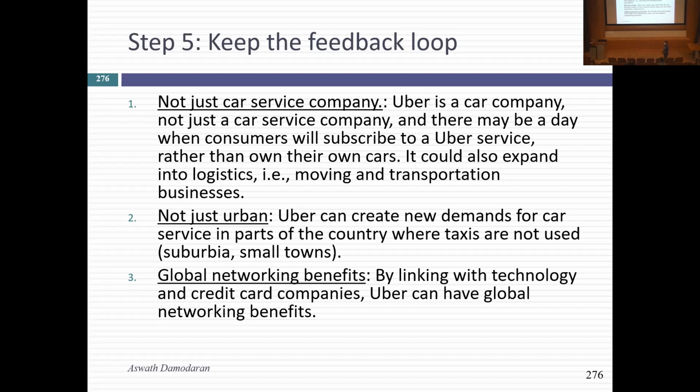He said, you know what? Uber is not a car service company. It's a logistics company. Notice how words have consequences. When you describe yourself as a logistics business, you're in car service, you're in delivery, you're in moving, you've expanded the market.